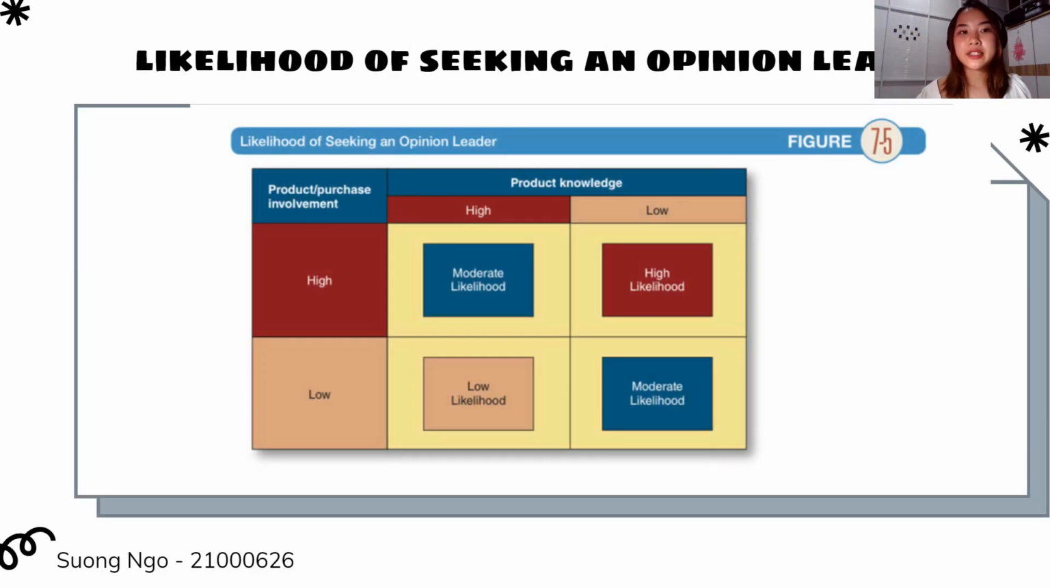So this is a table of the likelihood of seeking an opinion leader, with product knowledge on the vertical axis and product and purchase information, from high to low, on the horizontal axis.